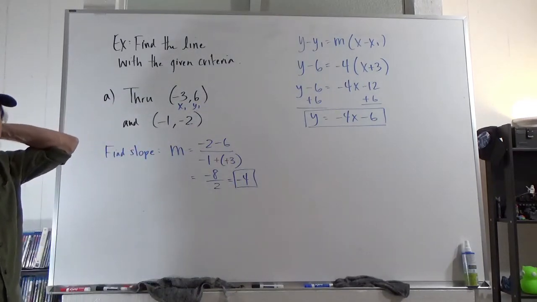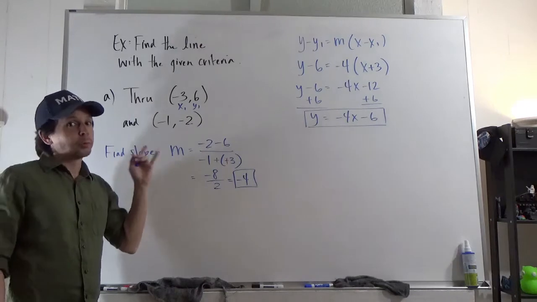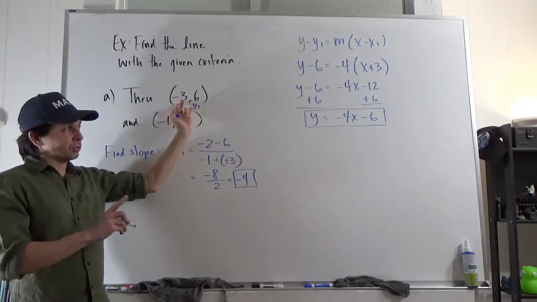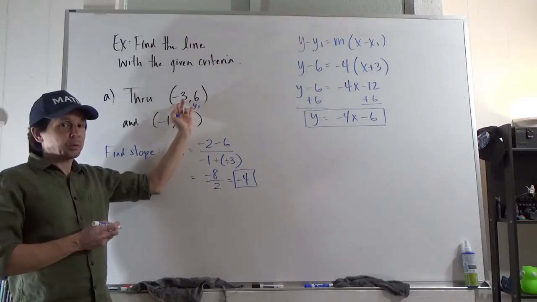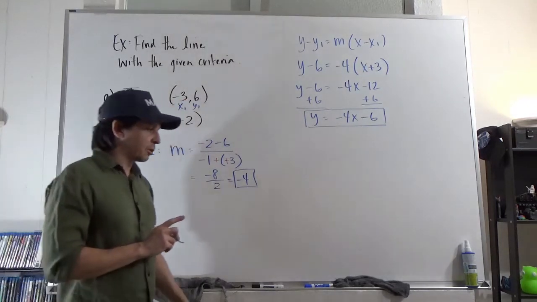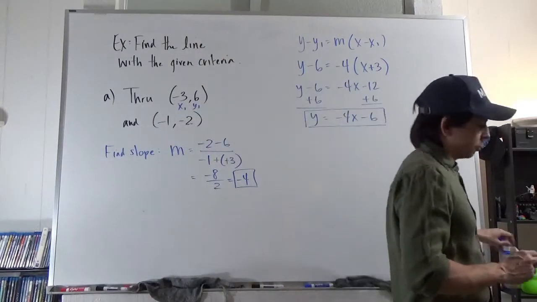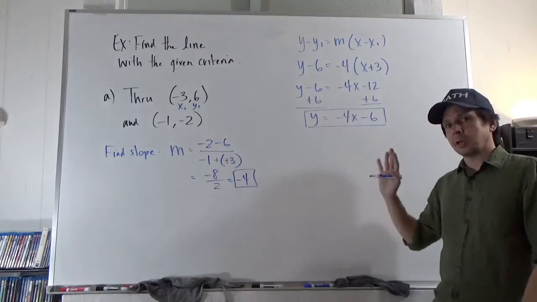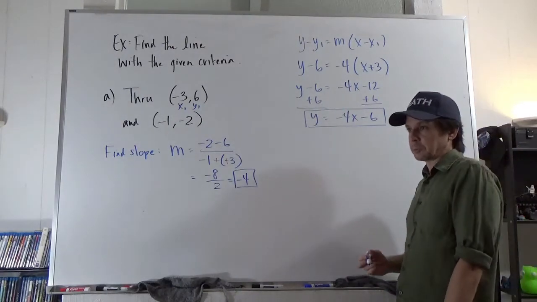To verify it, you would have to make sure both points satisfy it. So if you really wanted to verify it, you'd have to try out -3 and 6 in there and make sure that satisfies that equation. And you'd also have to try out -1, -2 and make sure that satisfies the equation to check it. Honestly, it's probably not worth it. I would just be extra careful with your steps here, and then your answer should be good.